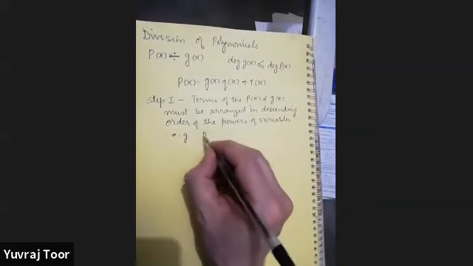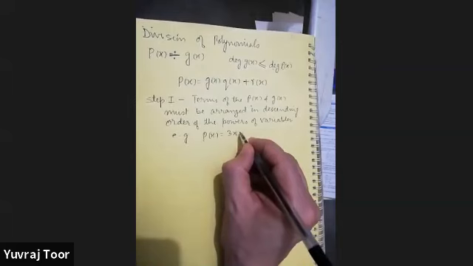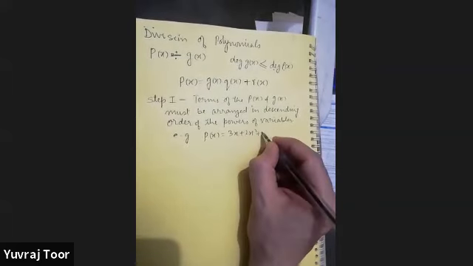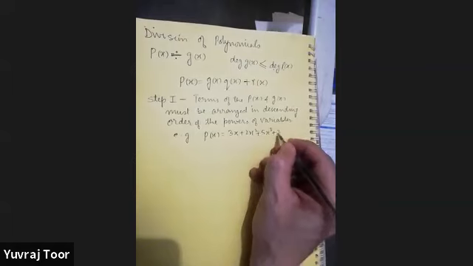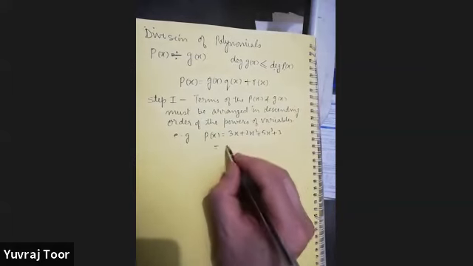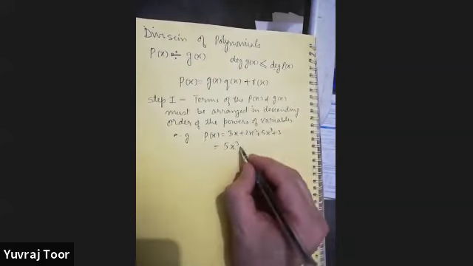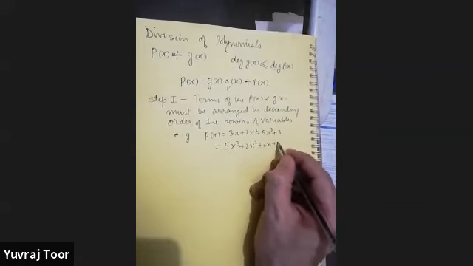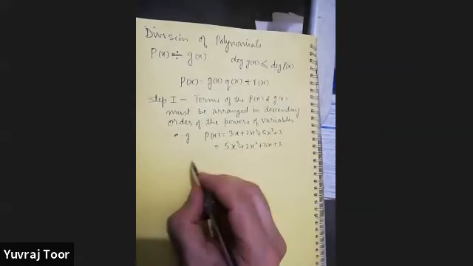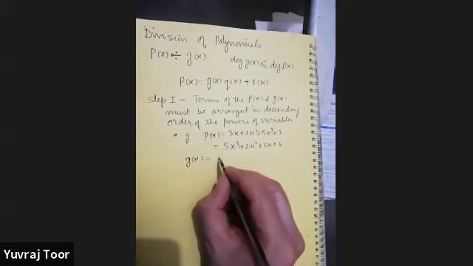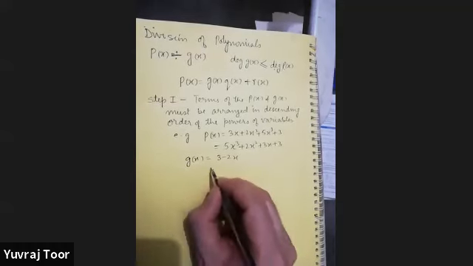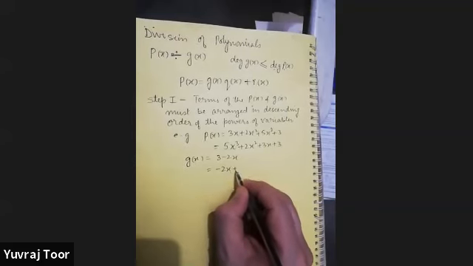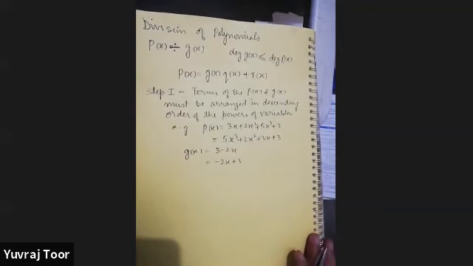Illustration: p(x) is like 3x plus 2x square plus 5x cube plus 3. Before you divide, make sure the highest come in front with their signs and coefficients, and this should be arranged in this way. Similarly, if you have g(x) as 3 minus 2x, so you have to write minus 2x plus 3. So this is the first thing you have to keep in mind, that they should be in descending order.